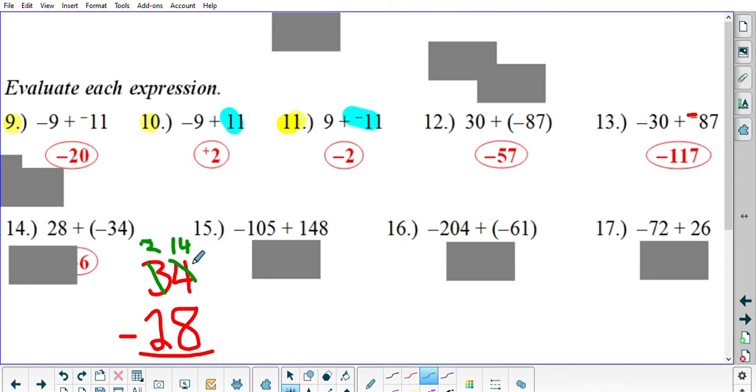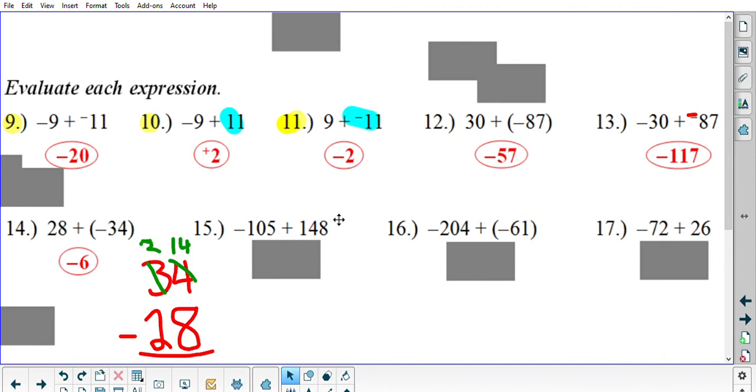And then you would subtract. 14 take away 8 gives you the 6. 2 take away 2 gives you nothing. So that leaves you with 6. Should it be positive or should it be negative? Well, who has the bigger absolute value on the original problem? It was the negative 34. It's further away from 0. It wins, so to speak. Final answer, negative 6.